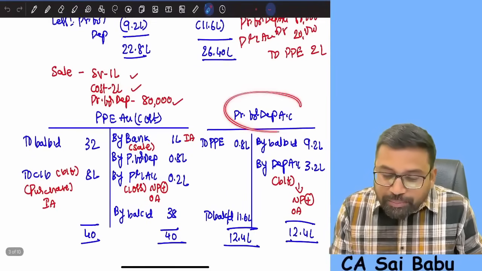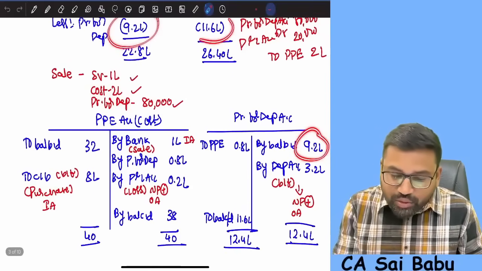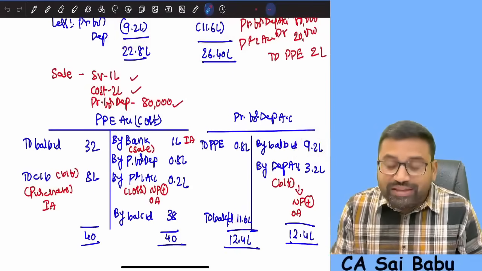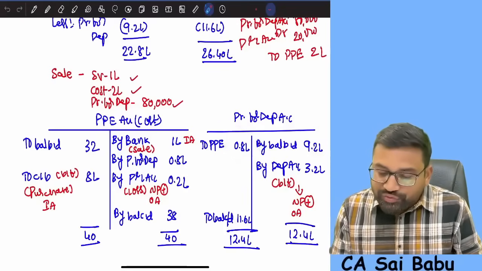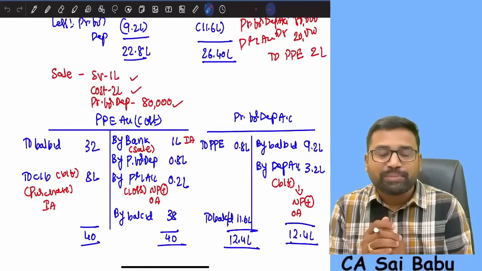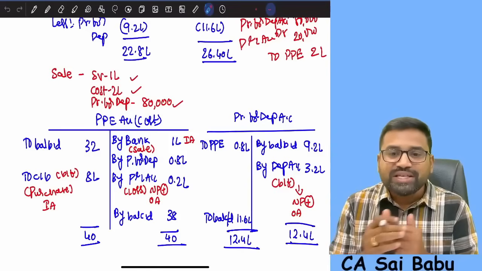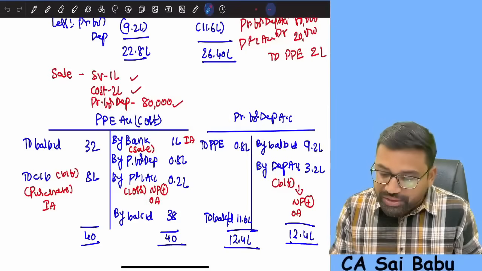And when I prepare provision for depreciation, my opening provision is 9.2 and my closing is 11.6. And the asset which I sold, in respect of which the provision was cancelled, is 0.8. So the difference is current year depreciation. When I'm maintaining provision for depreciation separately, what is the entry for current year depreciation, sir? Nothing but depreciation to provision for depreciation, 3.2.